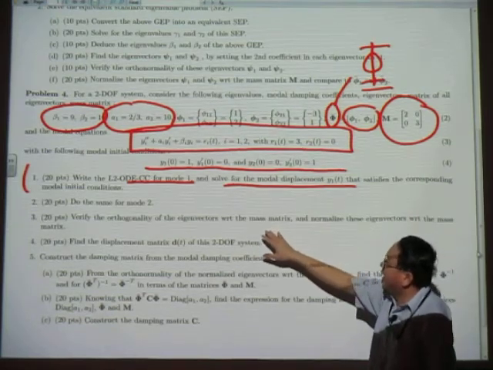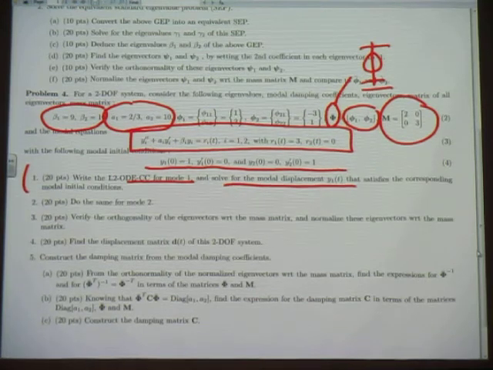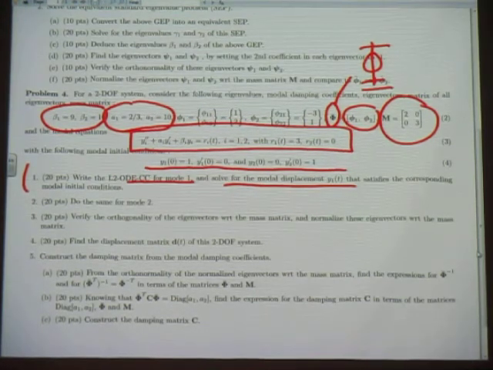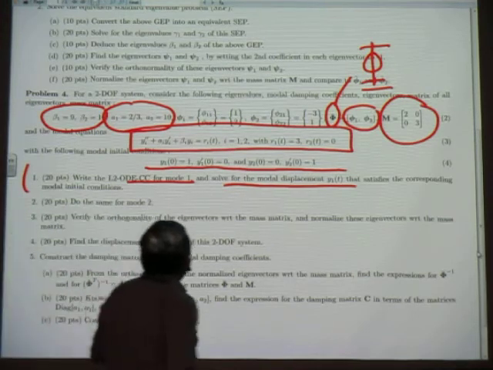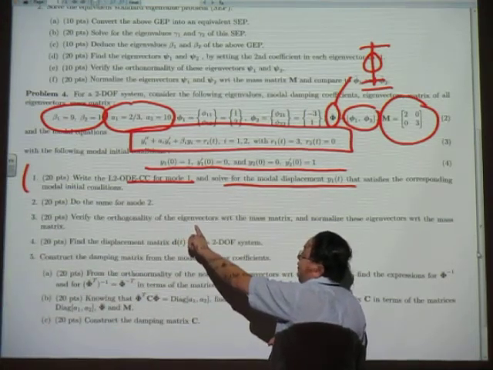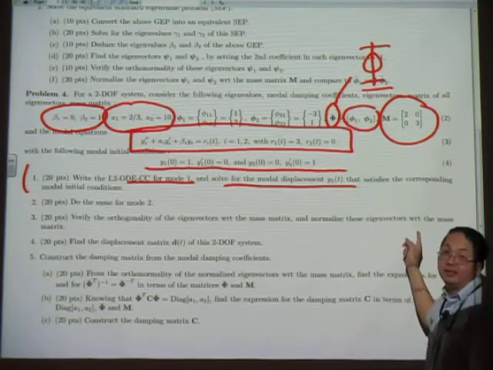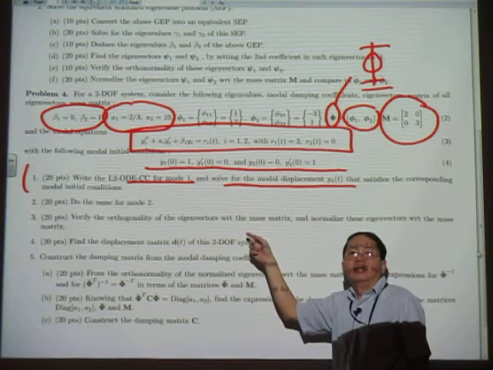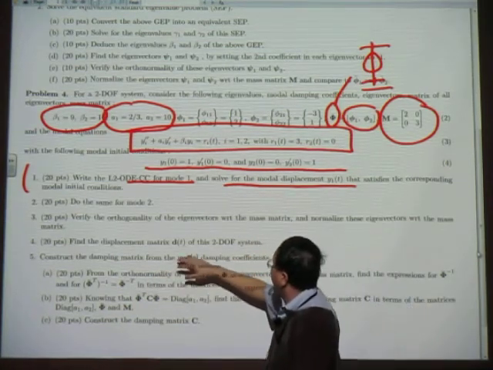with the exception that this is not normalized yet, okay? So you need to verify with respect to the mass, and then after that you normalize. Does anyone have a problem with this? How to do this question? Otherwise we go to the next one.